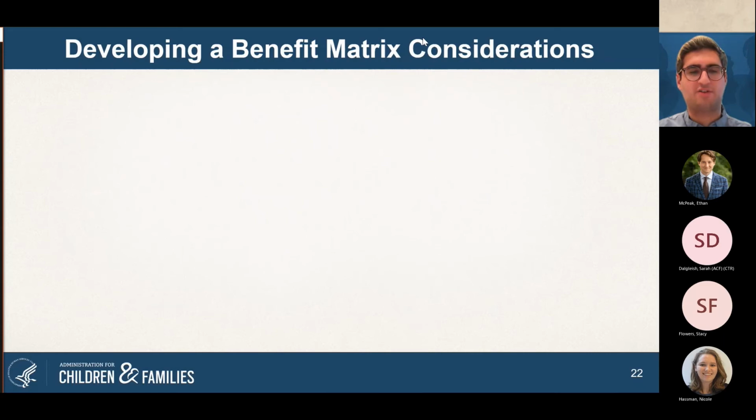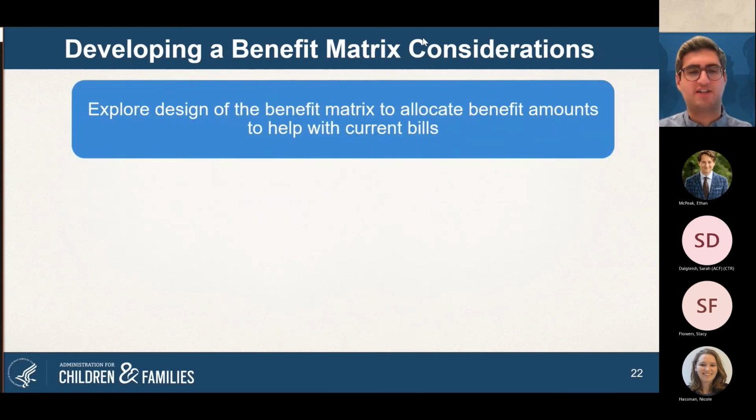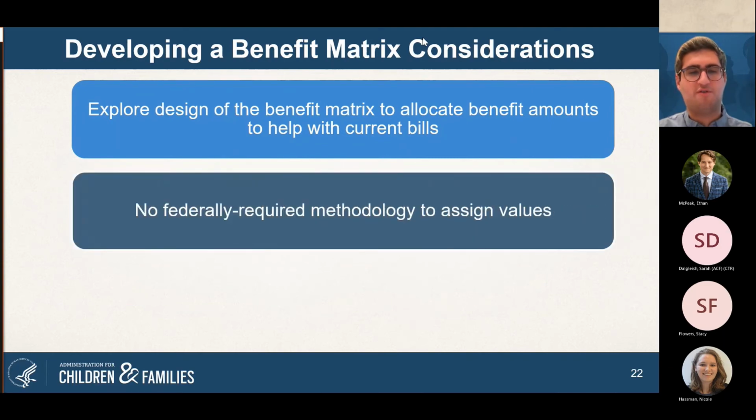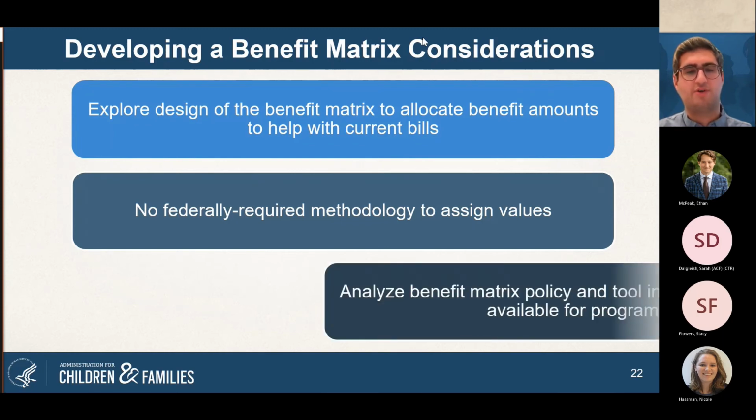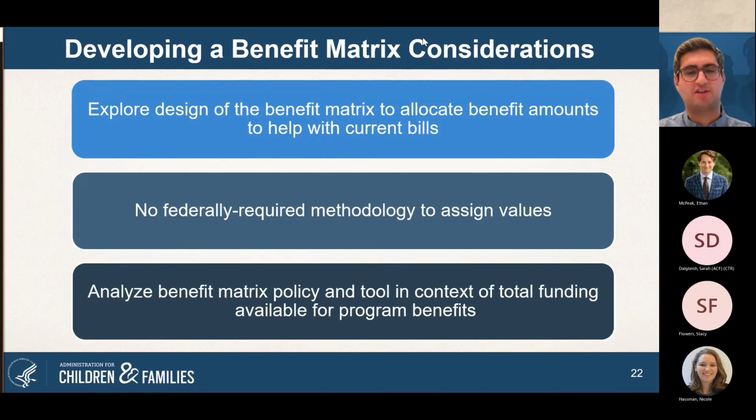When developing the benefit matrix, consider the following. Explore the design of a benefit matrix to allocate benefit amounts to help with current bills. There is no federally required methodology to assign values as long as recipients are consistent, fair, and have a clear and equitable rationale for assigning values with higher or lower point values than others. Therefore, the same benefit matrix should be applied to all households in your service region. We encourage you to analyze your benefit matrix policy and benefit matrix tool in the context of total funding available for program benefits.